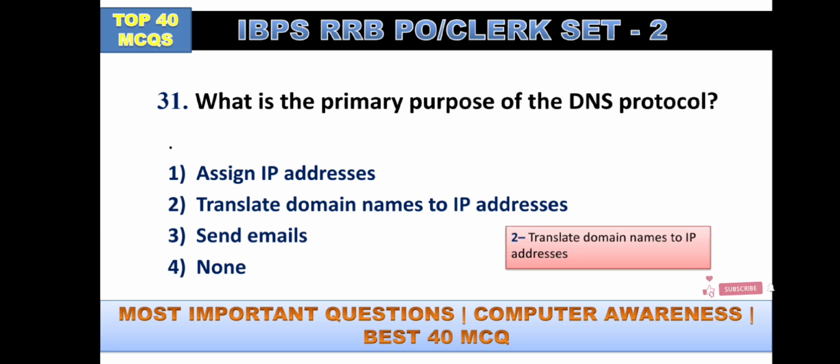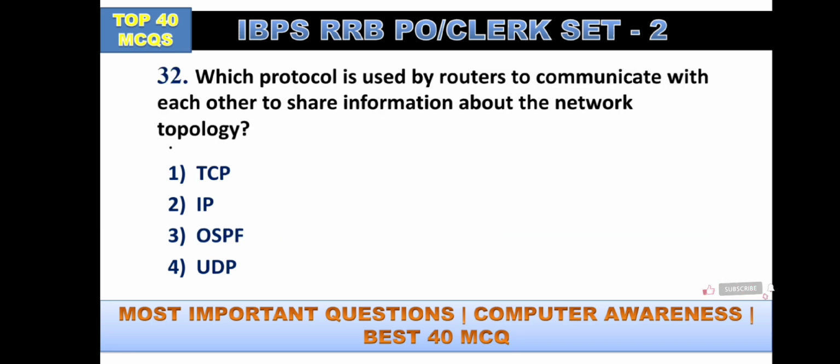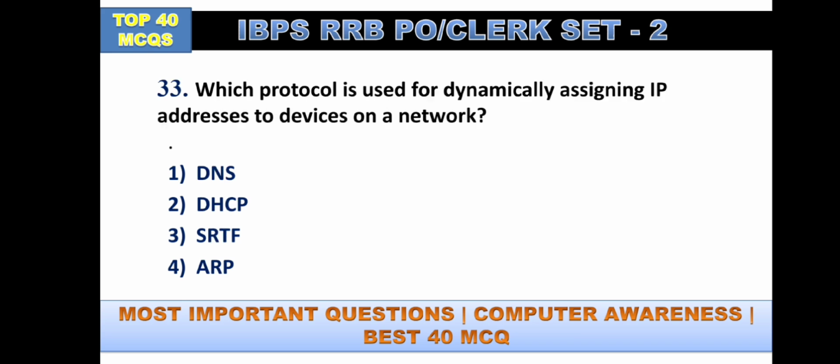Okay. So question number 32, see which protocol is used by the routers to communicate with each other to share information about the network topology. So it is done by OSPF, Open Shortest Path First. Okay. Which protocol is used for dynamically assigning IP addresses to a device on a network? So it is done by DHCP, Dynamic Host Configuration Protocol.